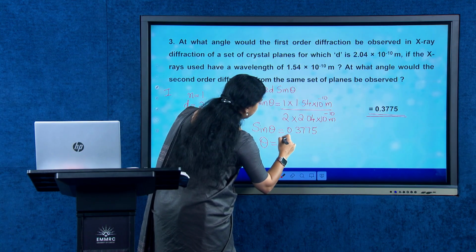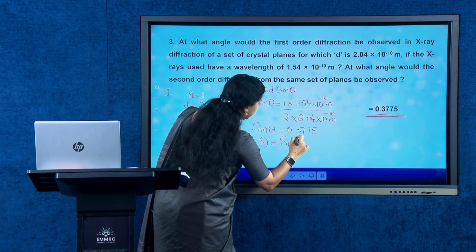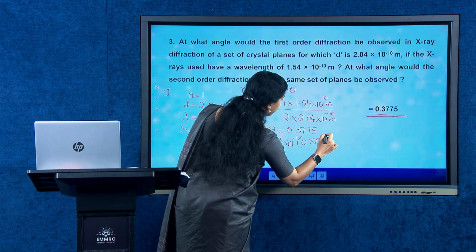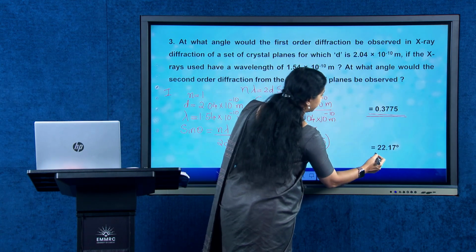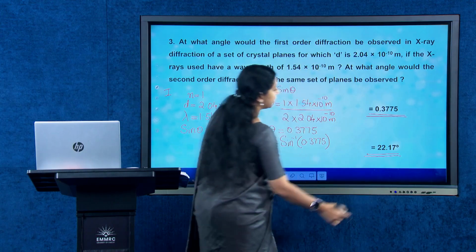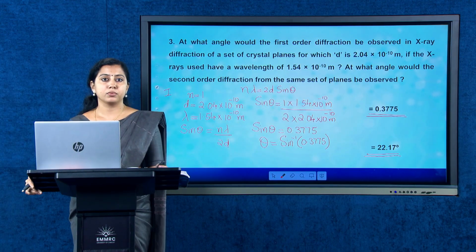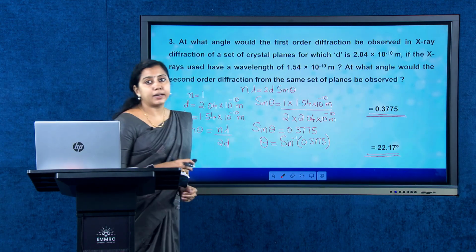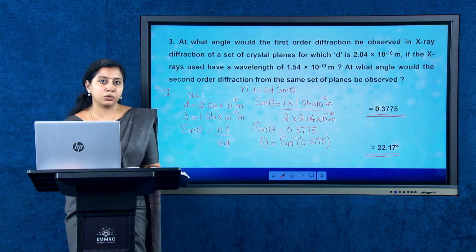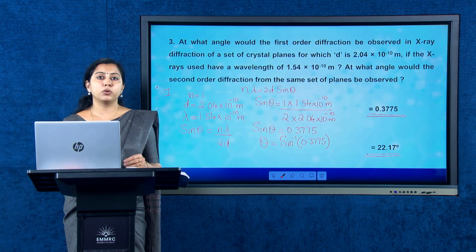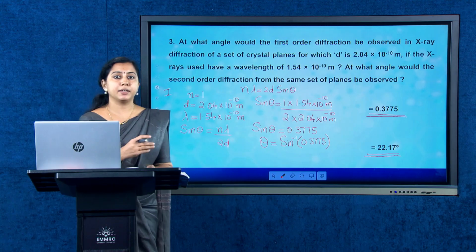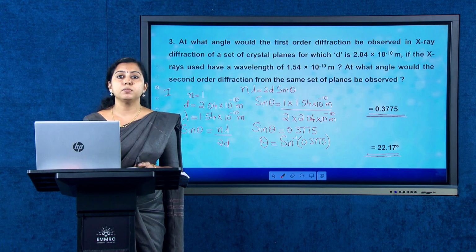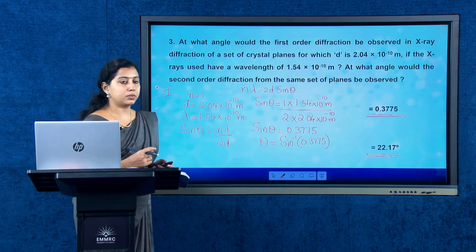Theta is equal to sin inverse 0.3775, and that will be equal to 22.17 degree. Okay. So, we have solved the first part. We have found out the angle at which first order diffraction will occur. And now we will move on to the second part. In the second part, it is given at what angle would the second order diffraction from the same set of planes be observed. So, let us find out.